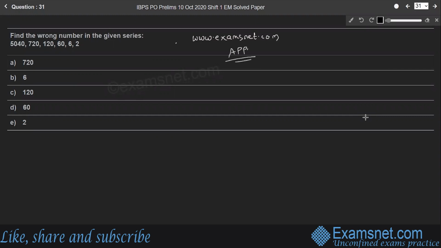So let's start with question number 31. Find the wrong number in the given series. Here the given series has 6 numbers, in which the first number is 5040. The second number is 720, which is obtained when 5040 is divided by 7. Here the divisor is 7, so you will get the second number 720.